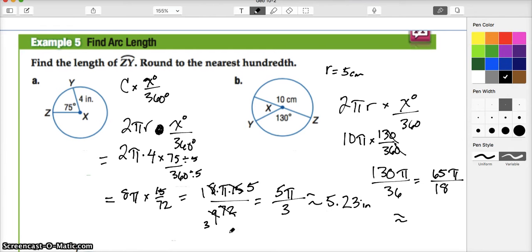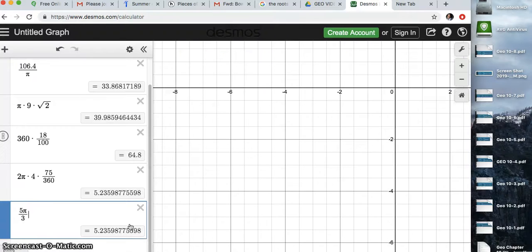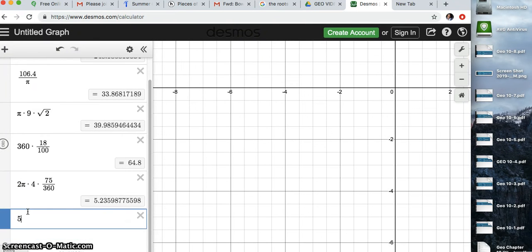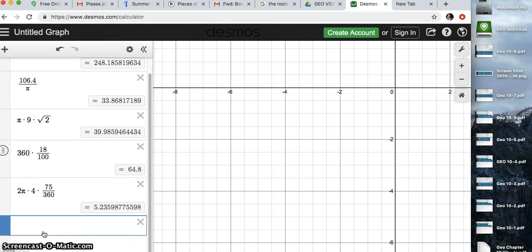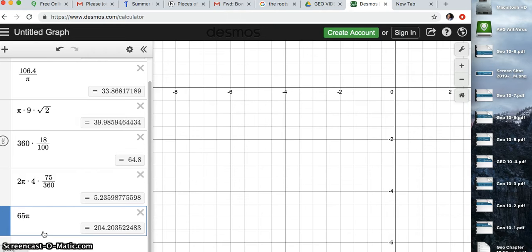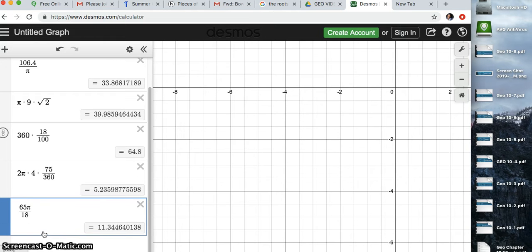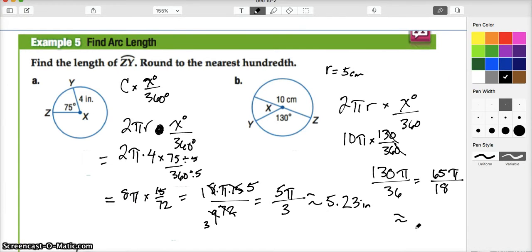The approximate answer I would get by going over to Desmos and taking 65/18 pi and figuring out what that is. I'll just do it right here. So 65 pi divided by 18. Notice I type in pi and then they give me the pi symbol, divided by 18, and I get 11.34, and that sounds pretty good to me. So it's equal to approximately 11.34 centimeters. You guys with me?